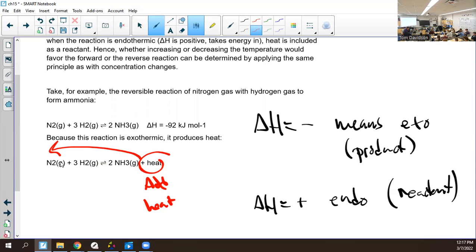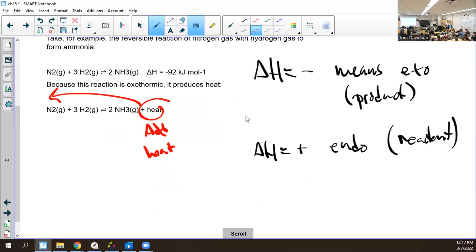Okay, now the rule add away, take, I stay works exactly the same. If I add heat, I move away from the heat term. If I cool the system, I'm removing heat, so I go towards the heat term. If you cool it, it will go to the side that produces heat. It always wants the opposite of what you do. You heat it, it wants the cold side. You make it cold, it wants the hot side.